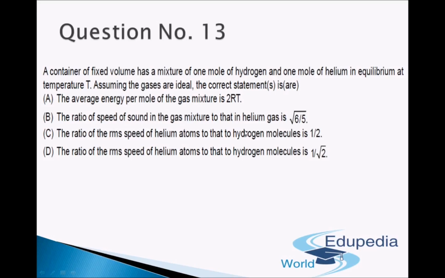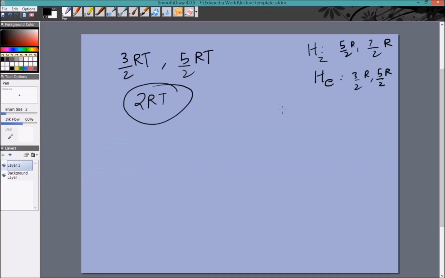We need to find out the ratio of the speed of sounds in the gas mixture to that in helium. So speed of sound is root of gamma RT by M. Right. So in that case we need to find the ratio of gamma by M. Now Cp and Cv both are generally found by the same method for a mixture, N1 Cp1 plus N2 Cp2 by N1 plus N2. In this case, both of them are in equal amount, so Cp and Cv both will simply be the average of these two.